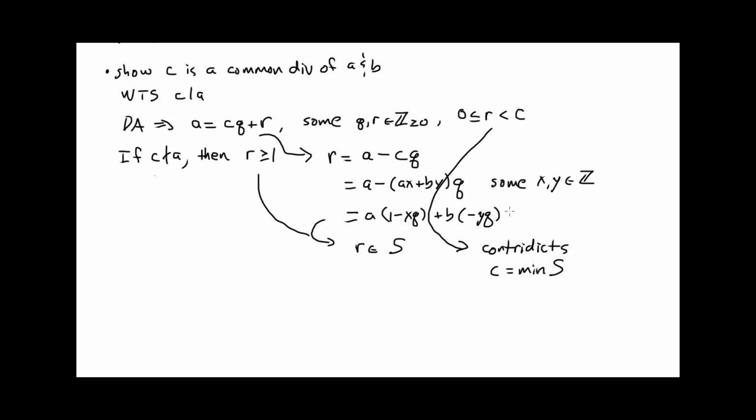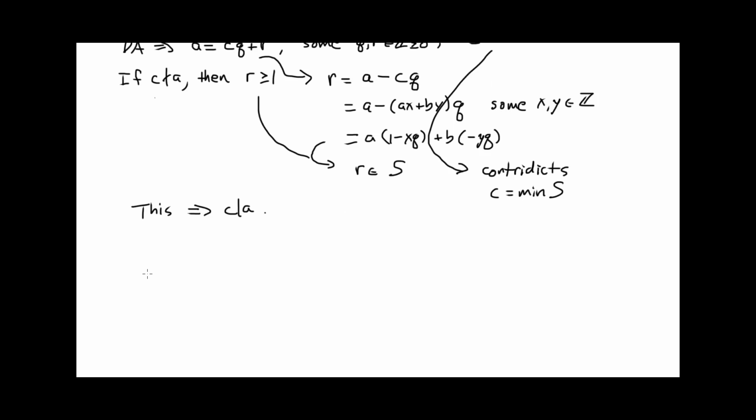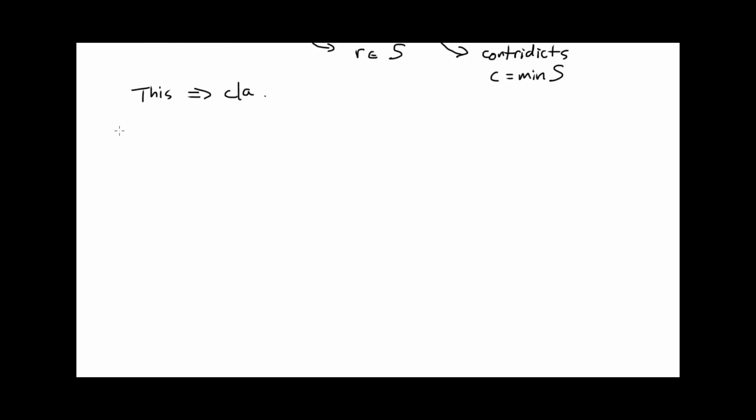That statement says that R is an S, but C was supposed to be the minimum, and yet R is smaller. So that's the contradiction, and as a result, we see that C actually has to divide A. All right, so now we have the fact that C, the minimal element of S, is a common divisor. We still have to show that it is the largest common divisor.